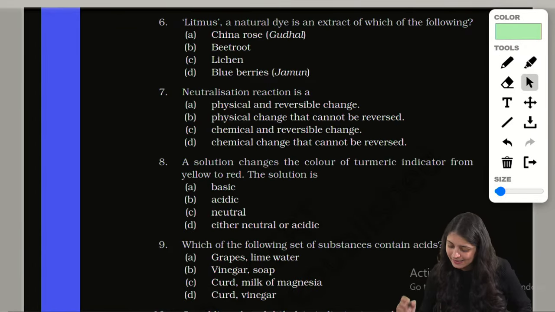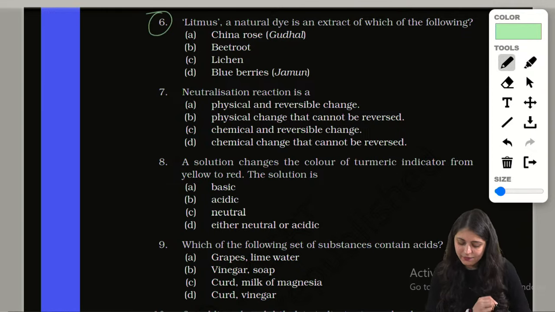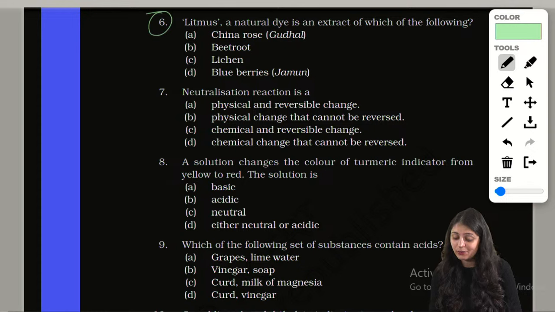To the next question now. So question number 6 everyone. It's there on the screen. You are going to tell me the answer. Litmus, a natural dye, is an extract of which of the following? China rose, beetroot, lichen, blueberries. Kitna cute sa question hai.